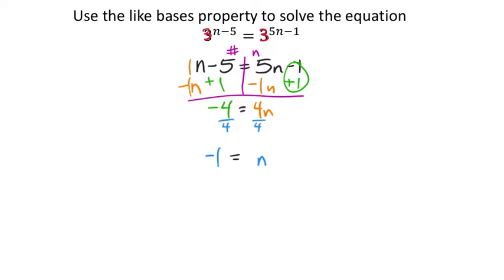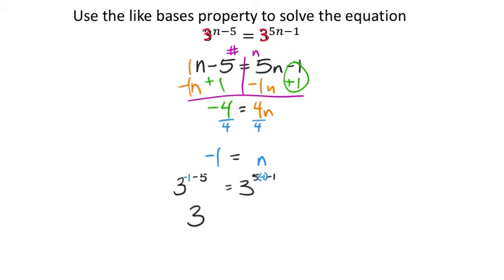Now, before we say, hey, this is good and done, let's just check to make sure this works. Okay? Because, I don't know, maybe it's kind of like a magic trick. People just don't believe me here, but I got 3 to the power of n minus 5, right? This needs to equal 3 to the power of 5n minus 1. Okay, but now we're saying, we're pretty sure n is negative 1. Hopefully we did that right. We'll find out. Okay, so I got negative 1 minus 5, and then 5 times negative 1 minus 1.